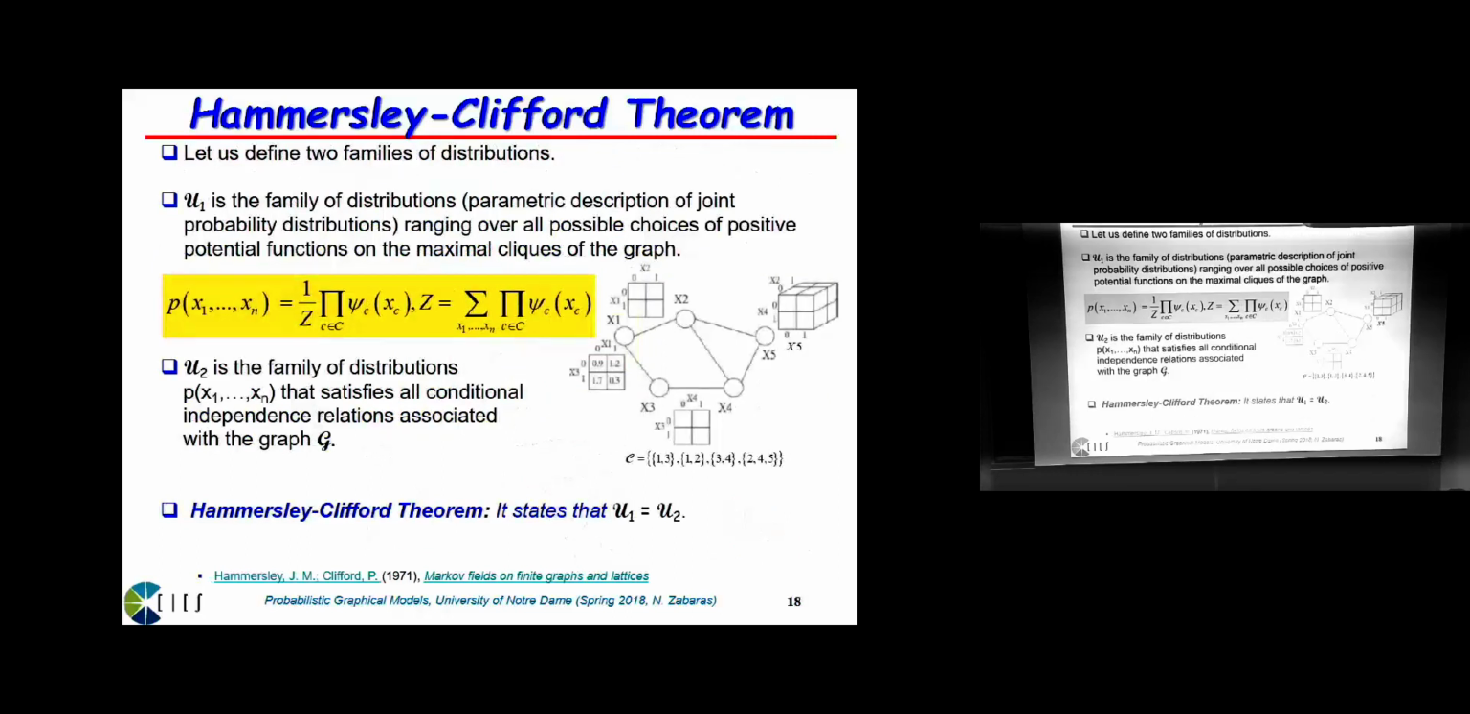All right? And this is basically another version of the same theorem. It says if U1 is the family of distributions that factorizes like this, and U2 is the family of distributions that satisfies all conditional independence relations, then U1 equals U2. Okay? So if you sit down and write all possible distributions that account for all the independence relations implied by this undirected graph, and then you take all distributions that factorize like that, then the 2 things are the same.